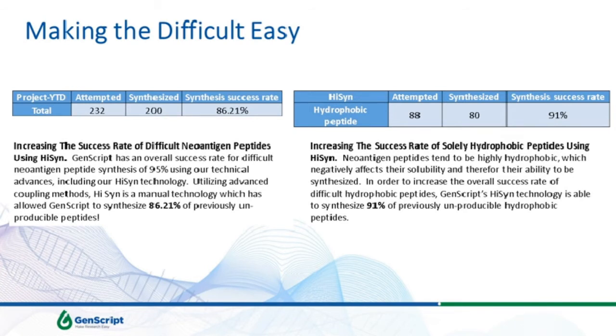And yes, we did. First off, we attempted 232 peptides that, again, we were not able to synthesize before. Ultimately we ended up with 200 out of that we could with this new process. So quite a nice improvement. It's, again, pushing up our overall success rate.